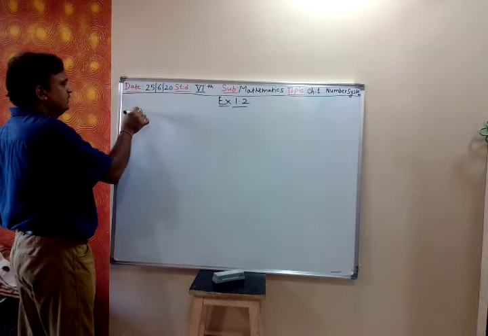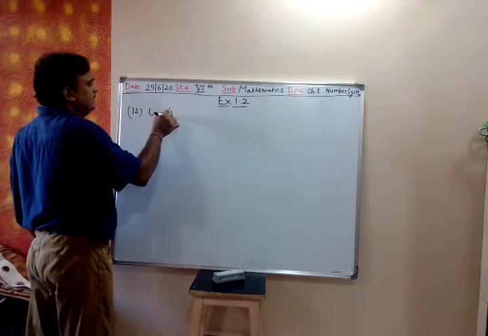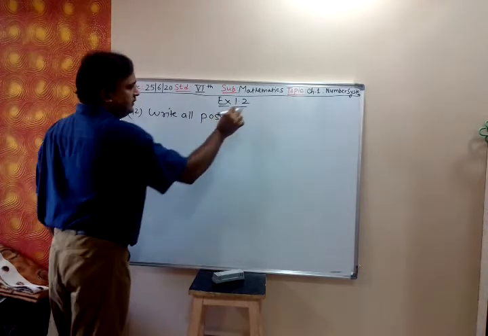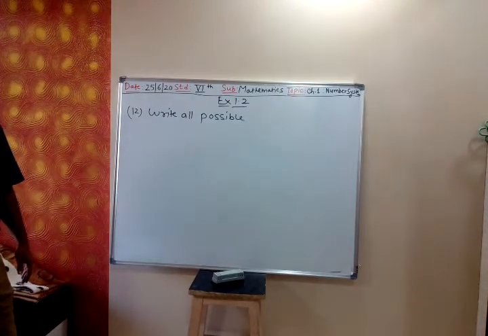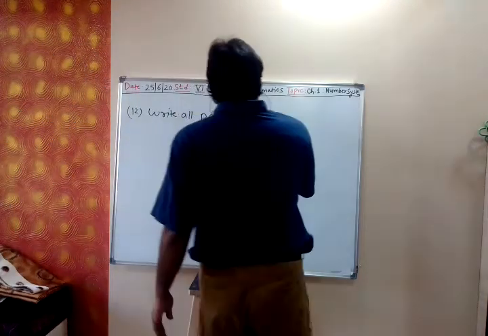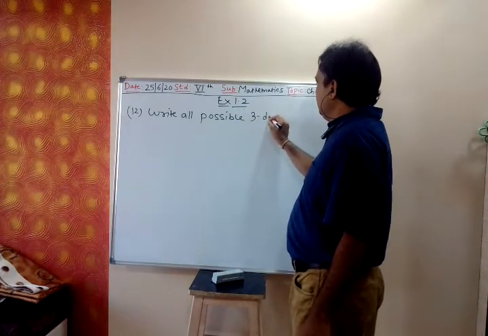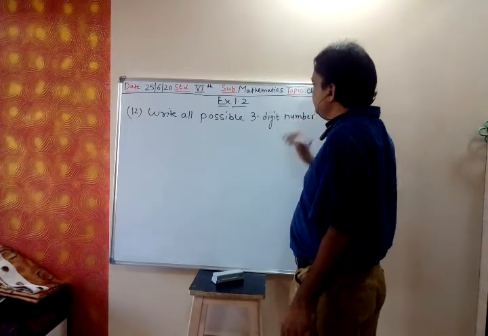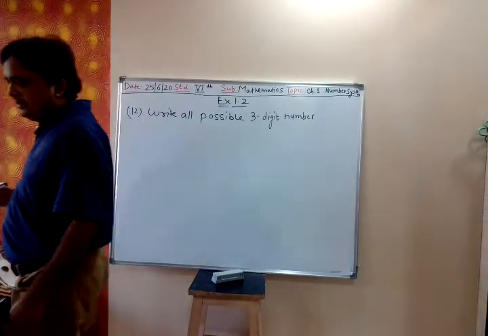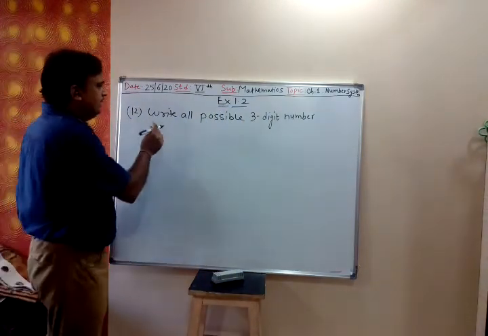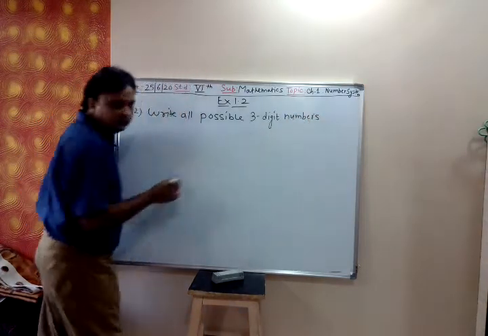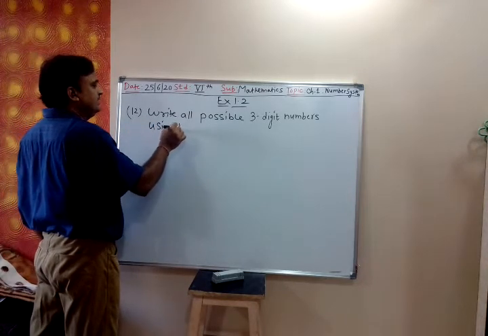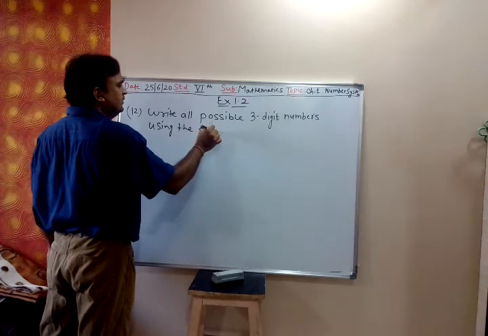Now it is clear. Yes. Now write all possible 3-digit numbers. Yes, nobody will interfere. Why are you interrupting me? Write all possible 3-digit numbers using the digits. Yes, no disturbance. Mute the microphone.